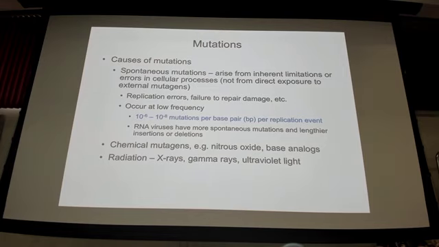Viruses, particularly RNA viruses, have higher mutation rates because RNA has lower fidelity polymerases. With an RNA virus, a very high mutation rate would be on the order of 100,000 mutations per base per replication event.